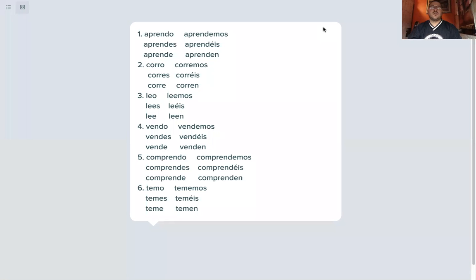Here are the charts. Aprendo, aprendes, aprende, aprendemos, aprendéis, aprenden. So remember, O, S, A, emos, éis, en. And it's all repeated 6 times because it's the same thing every time.